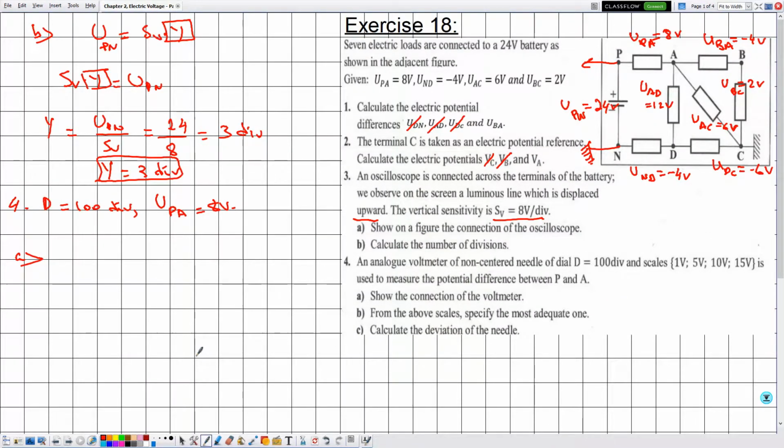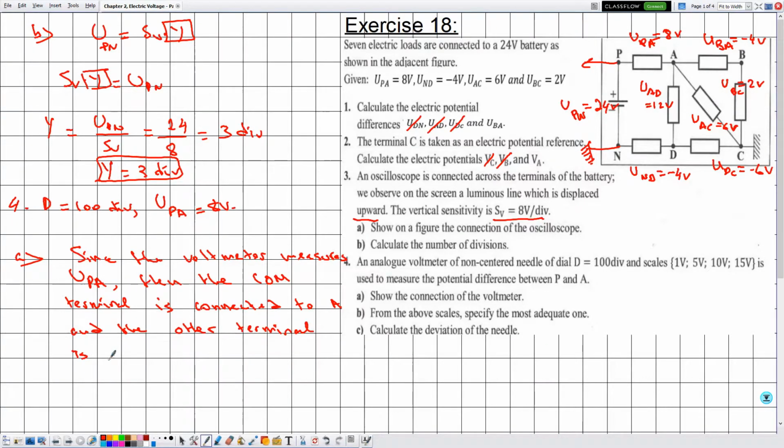The voltmeter is distinguished by the COM terminal. So let's say since the voltmeter measures UPA, then the COM terminal is connected to A, and the other terminal is connected to P. And you know that the voltmeter must always be connected in parallel, so this is the voltmeter. And the COM terminal is connected to A because it's measuring UPA.